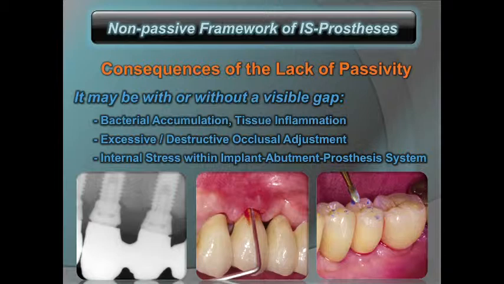Now, what are the consequences of lack of passivity? Well, number one, the main problem is that there may be a gap. Because it's not seated all the way or it's not passive, there is going to be a sub-millimeter gap, or sometimes even less than that can be enough for bacteria to have a nice harbor. And we know that once you have the bacteria, you are going to have a problem.